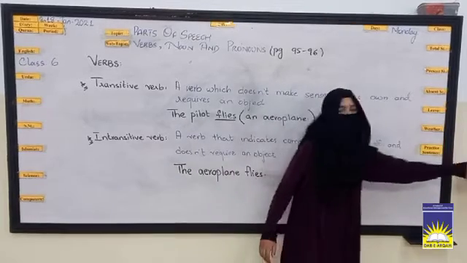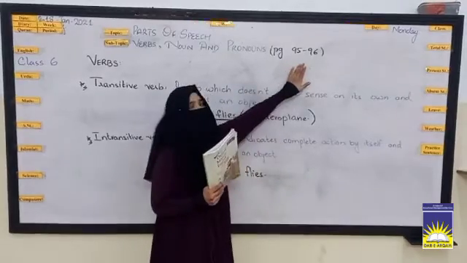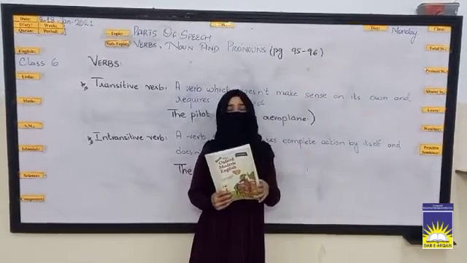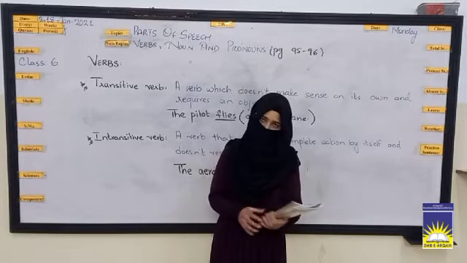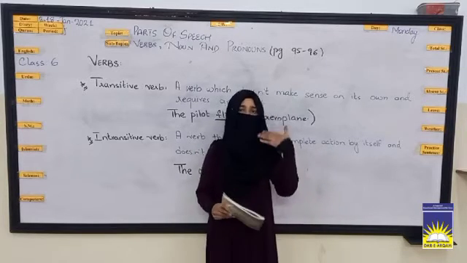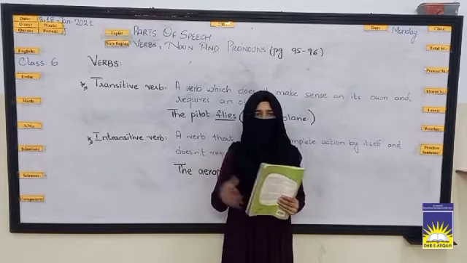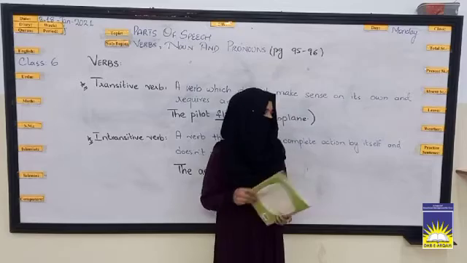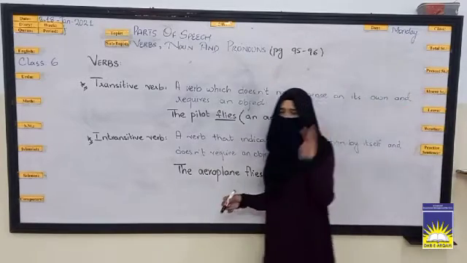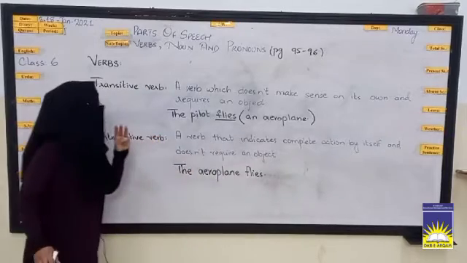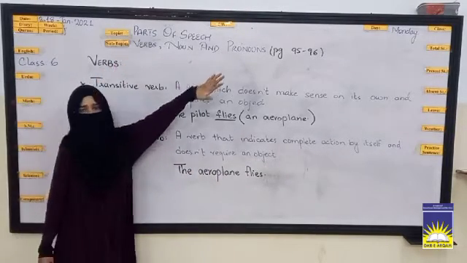Students, exercises are given in your textbook on page number 95 to 96, and these are related to the parts of speech, but there is more detail about different parts of speech. So let's move on and see what is there. Three parts of speech are there, and these are verbs, nouns and pronouns.